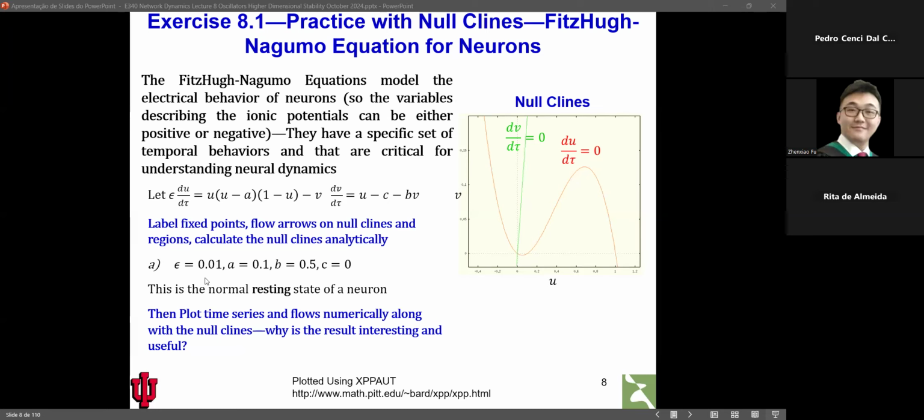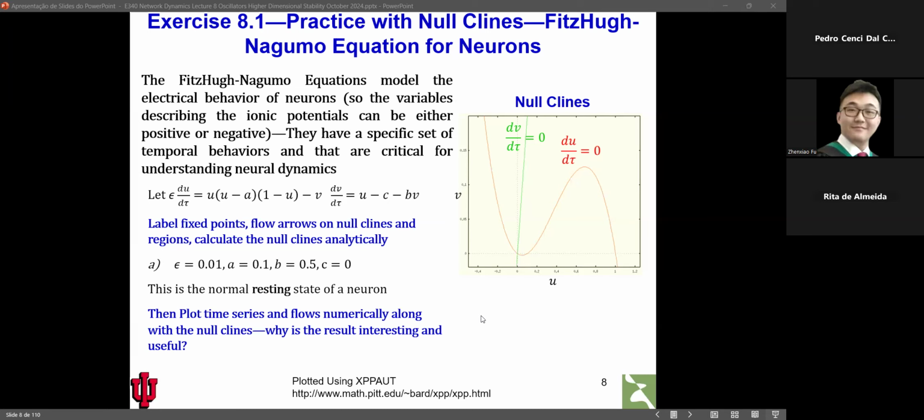This FitzHugh-Nagumo equation is used to model the dynamic state of a neuron when it's spiking or resting. And this is the normal resting state of a neuron if you have these parameters. Then plot time series and flows numerically along with the nullclines. Why is the result interesting and useful? I think we have done this last class, right, Pedro, Cenk? Yes, we have done it.